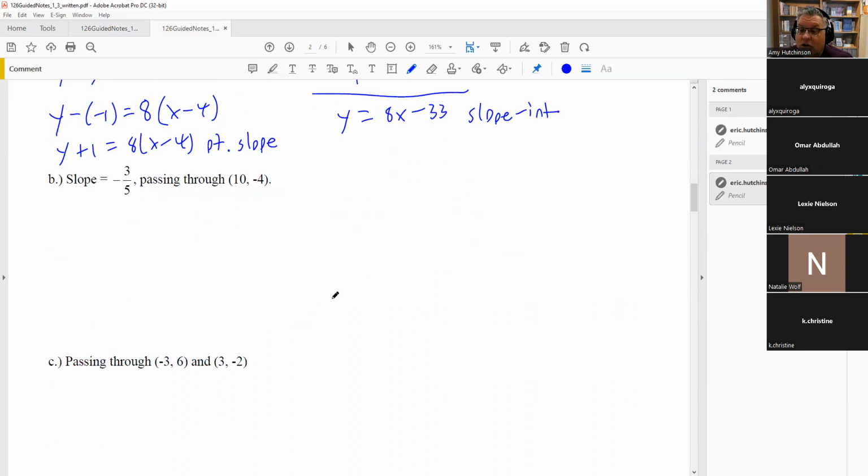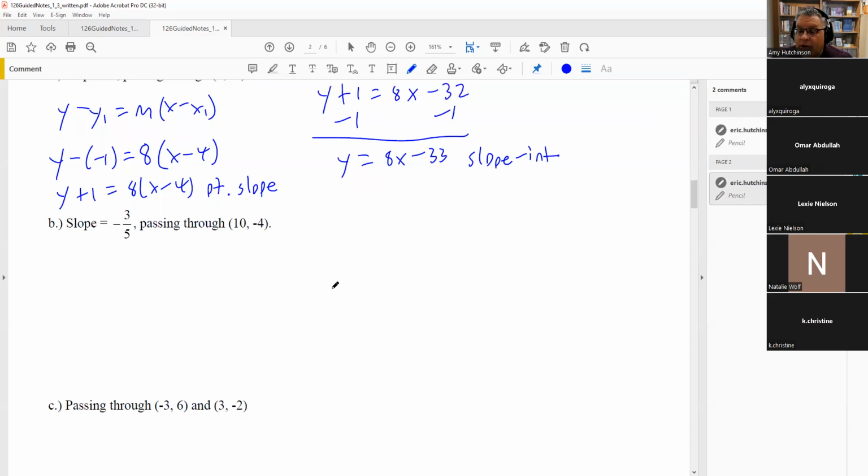All right, now next, we want to do another one of those. So I have this formula that I wrote up here, and we're going to use that same formula for this next question. For this one, I have the m is -3/5. I have x1 is 10 and y1 is -4. I'm going to put that into this formula.